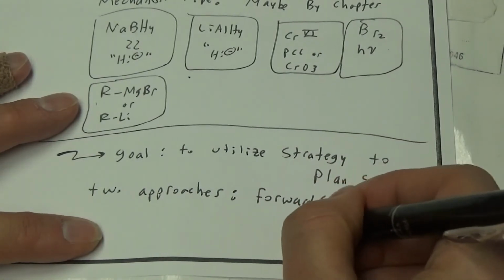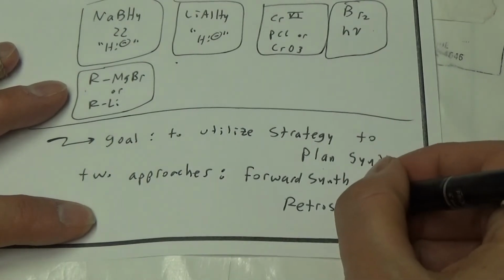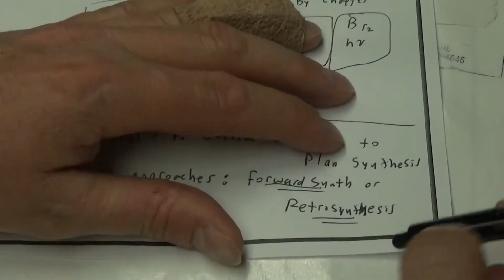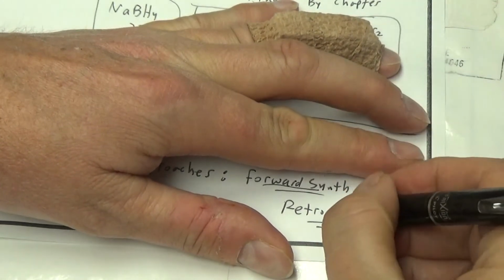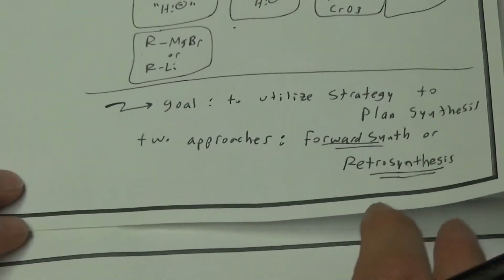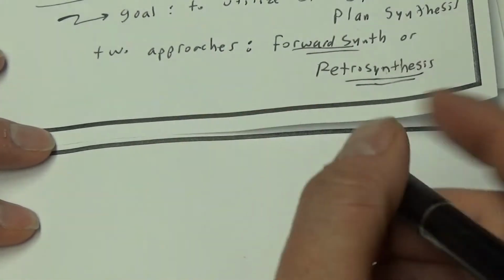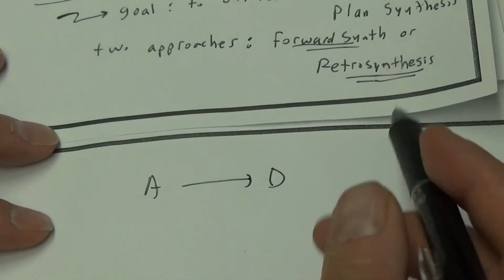or something called retrosynthesis. Forward synthesis or retrosynthesis. These are two complementary approaches to plan an organic synthesis. And by that, let's just think in abstract terms, all right? Forward synthesis and retrosynthesis. Say I'm trying to go from molecule A to molecule D. What are the two approaches?